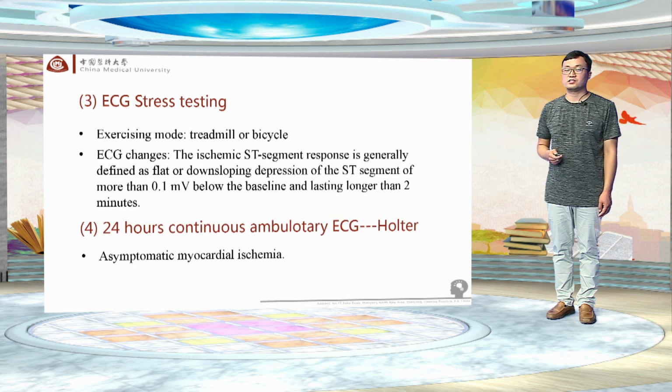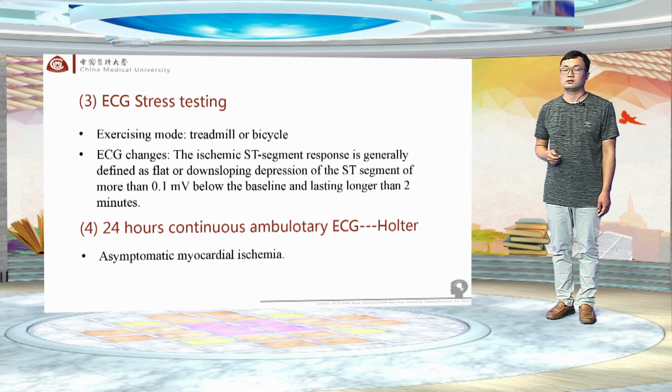Third one is ECG stress testing. By this method, we can find the ischemic ST response, defined as flat or downsloping depression of the ST segment of more than 0.1 millivolt below the baseline and lasting longer than 2 minutes.